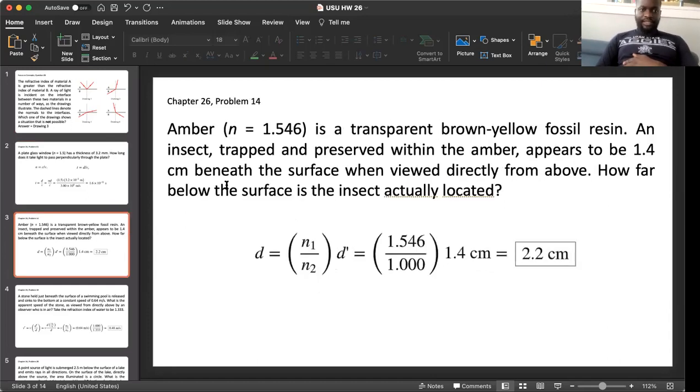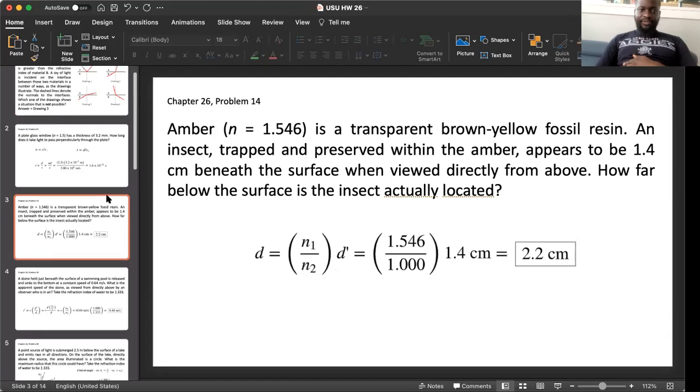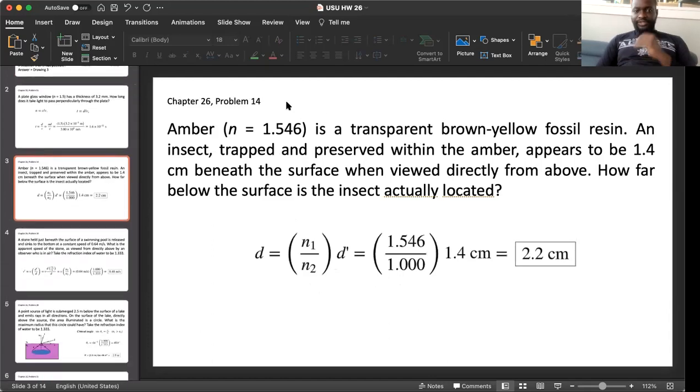Okay, next, amber, refractive index 1.546. That's chapter 26, problem 14. It's a transparent brown yellow fossil resin. An insect trapped and preserved within the amber appears to be 1.4 centimeters beneath the surface. So when viewed directly from above, how far below the surface is the insect actually located? So they are looking for the real depth.